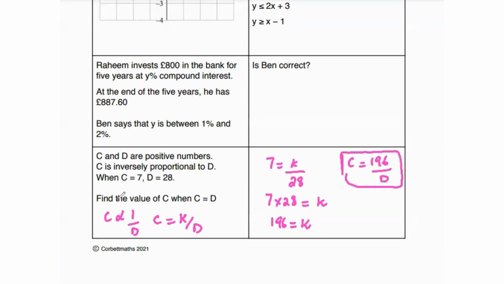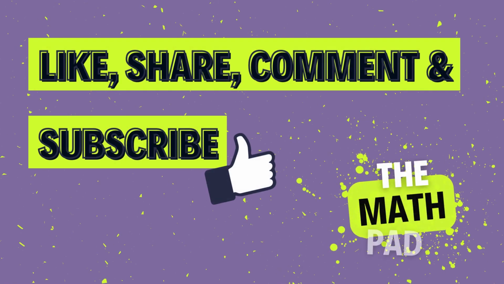Now what we do is we put C equals D. So since you have to find the value of C, I'm going to replace D with C. And it's going to be C squared equals 196. And to find the value of C, we're going to take the square root of 196. And that's going to give us 14. If they were asking us to find the value of D instead, then we would replace C with D. And that would be D squared equals 196. And that would also give us the same value, because ultimately C and D are equal in this case.